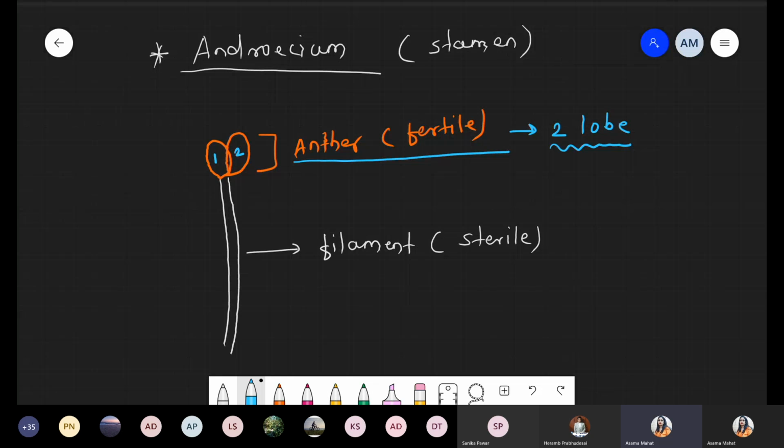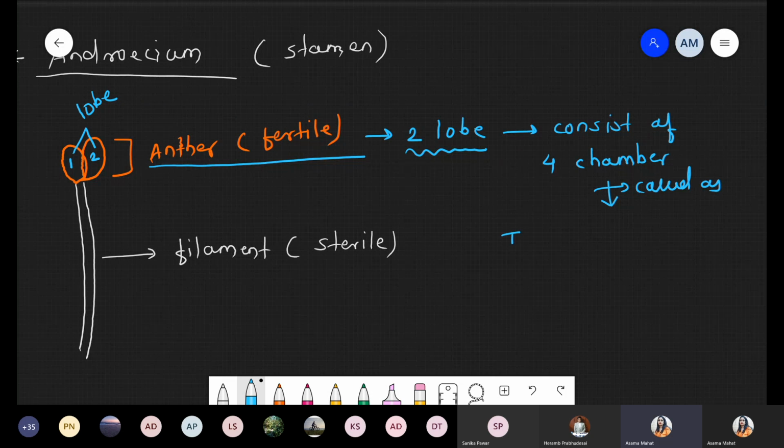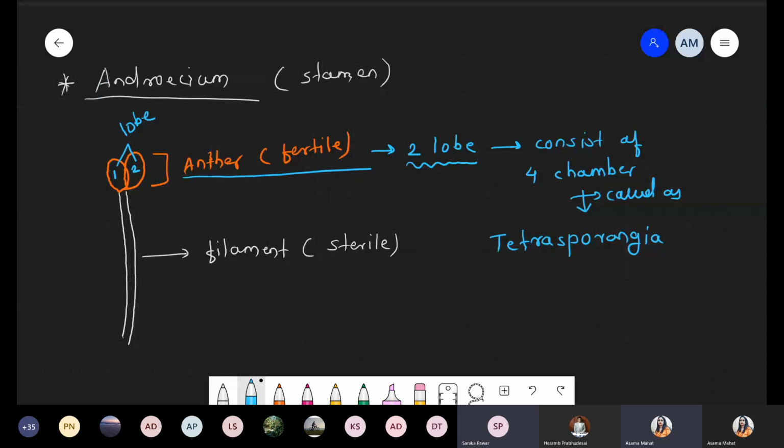Can you see that this is one lobe and this is the second lobe? How many lobes are present? Total two lobes. And these two lobes consist of four chambers. These four chambers are called tetra, and tetra means four, sporangia. Ma'am, each lobe has 4 chambers? I'll draw that structure, just wait. Each lobe has two chambers. I'll draw that structure, just wait.